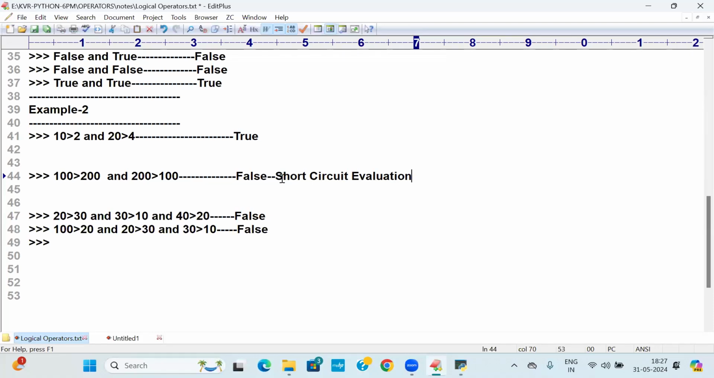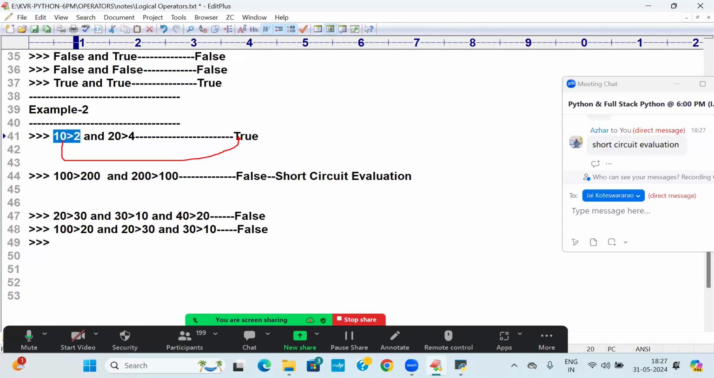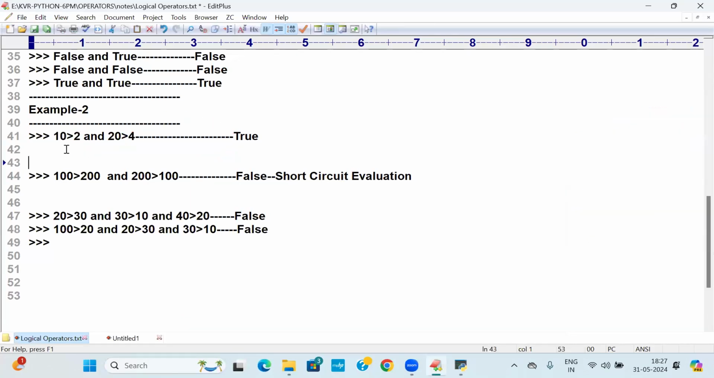Short circuit evaluation we can call. What do you mean by short circuit evaluation? This is evaluating true. When the first one is true, compulsorily the JVM will go to where? The second one. Why? When the first one is true, it cannot decide immediately that the result is true. When the second one becomes false, the result becomes false or not. That's why when the first one is true, compulsorily it will go to the second. If the second one is also true, that means the total expression is evaluated. This is known as full length evaluation, we can call. Are you able to get it, students?